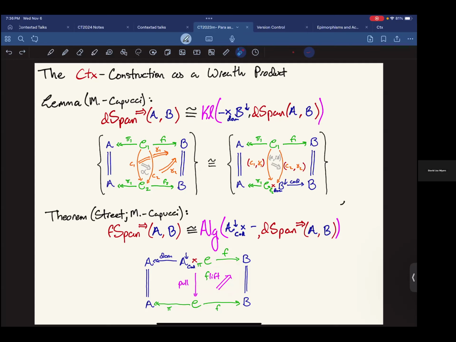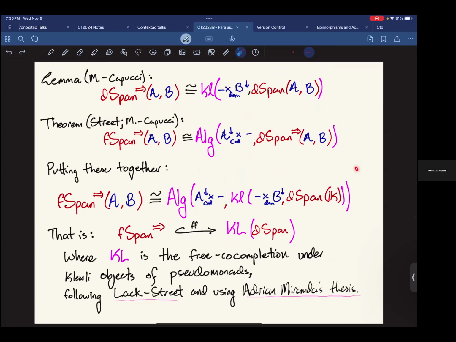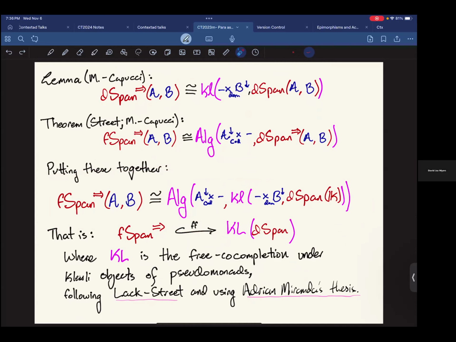And so you put it in the right. And so you can put these two lemmas together, and what you get is this equation, right? And that equation is very suspicious, this side in particular. Algebras by an action on the left of the Kleisli category of an action on the right in something, right? That formula there is the formula that Lack and Street give in their paper, Formal Theory of Monads 2, for the free co-completion under Kleisli objects of monads, but they do monads. We're doing pseudo-monads, so we need to bump up a category level.